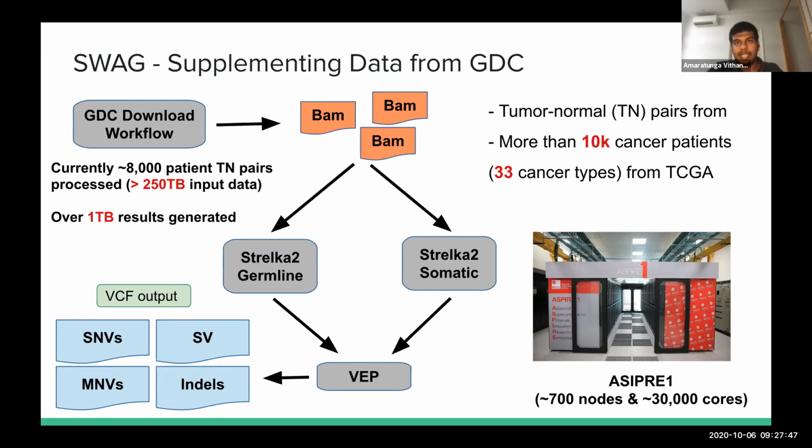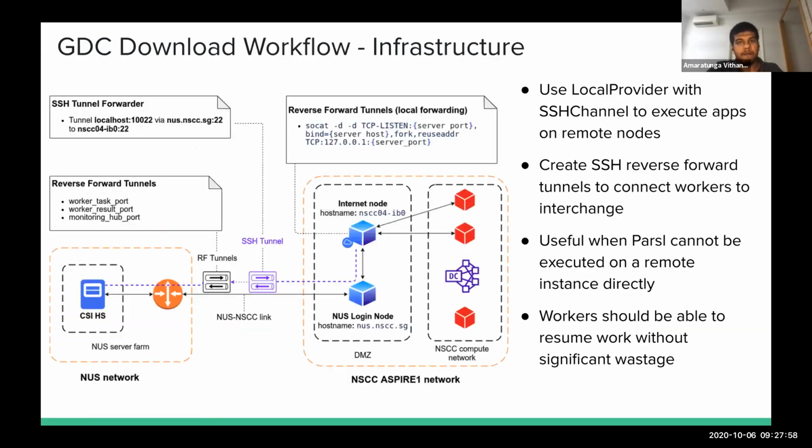In order to facilitate this process, we had to create another GDC download workflow using Parsl to automate the downloading process as well. So this is rather an unusual application of Parsl to overcome some of the restrictions enforced on the Aspire-1 head node. The problem is we are not allowed to run long-running processes on the head node, but downloading DNA sequencing data takes a long time. One DNA sequence data file can be around 15 gigabytes, and one batch of DNA samples can take up to 10 terabytes.